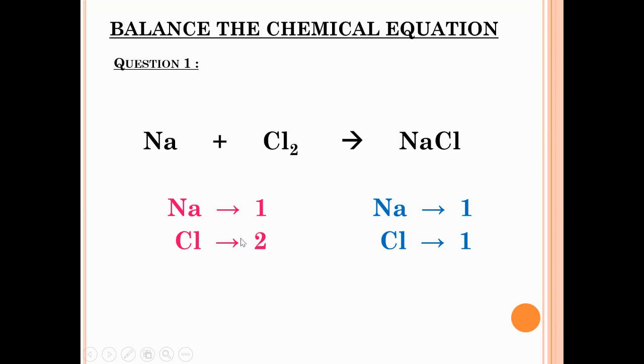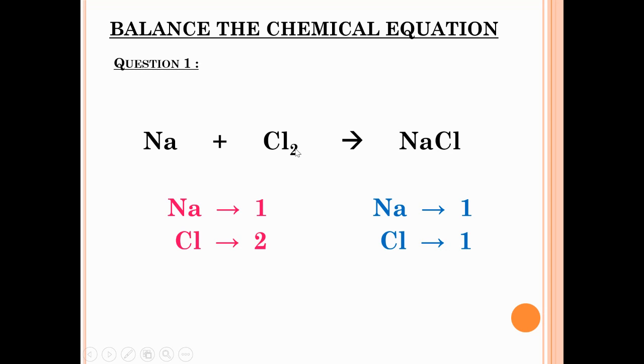Okay, based on the chemical equation, sodium is 1 and chlorine on the reactant side is 2. And for the product side, sodium is 1 and chlorine is 1. So we know sodium is already balanced and chlorine is not balanced. So how do we balance the equation?